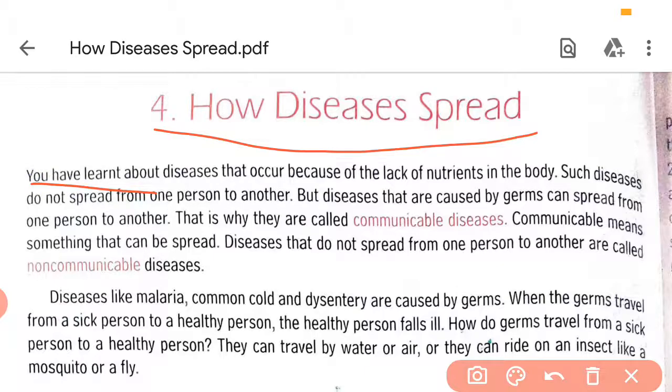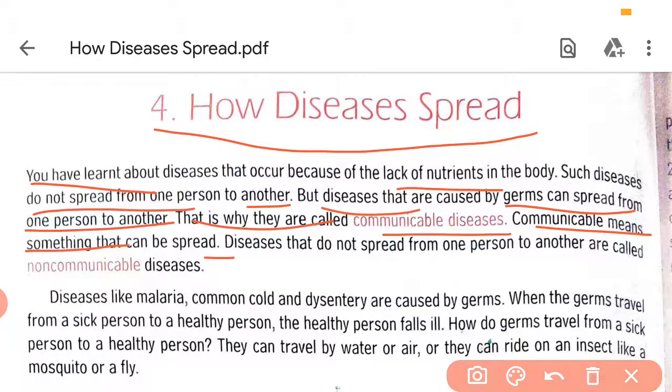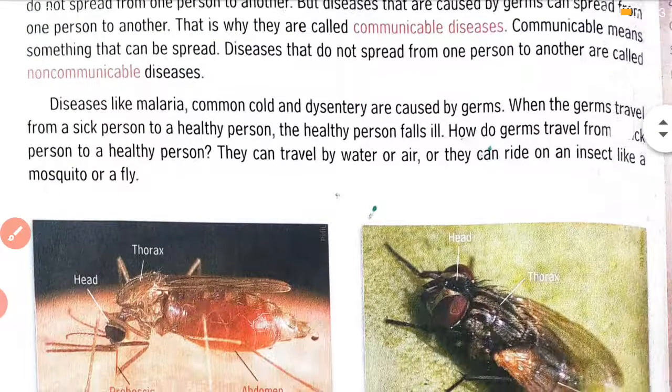You have learnt about diseases that occur because of the lack of nutrients in the body. Such diseases do not spread from one person to another, but diseases that are caused by germs can spread from one person to another. That is why they are called communicable diseases. Communicable means something that can be spread. Diseases that do not spread from one person to another are called non-communicable diseases.